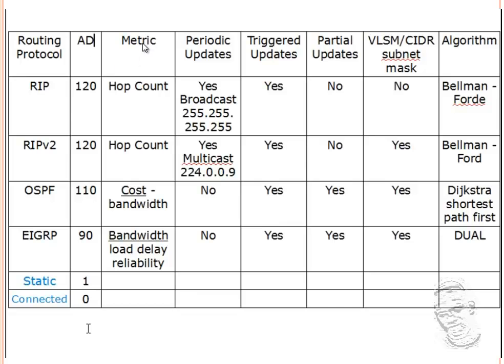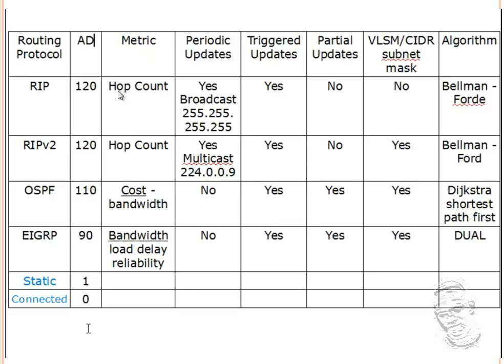When you talk about the concept of metric, RIP uses hop count, the number of hops it will take to get to a particular network. So if you use a traceroute command, it could tell you how many hops it will take for Alice to get to Bob. If Alice will take 5 hops to get to Bob, the hop count would be 5 in this case.